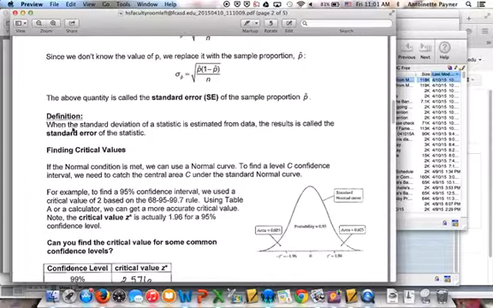Basically, the standard error is the standard deviation when it's estimated from data, so it's estimated by plugging in that sample statistic. Then we call that the standard error.